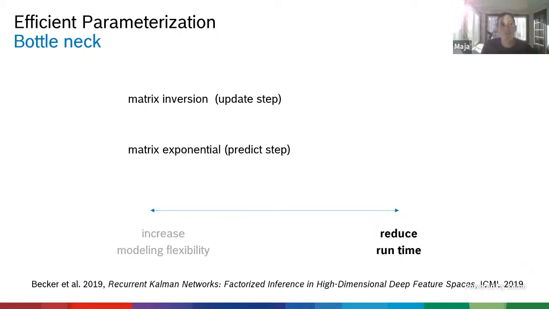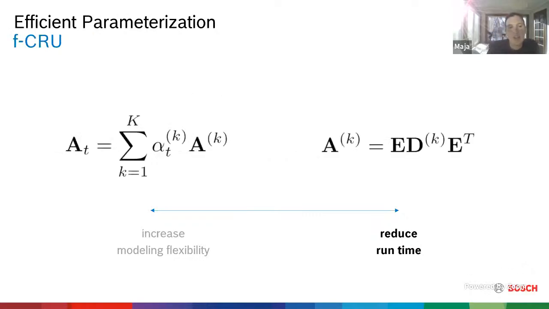But in addition, for the CRU, because we are propagating this SDE forward, there appears the matrix exponential. I would say that this is almost the main contribution of our work: we figured out a way to parameterize the transition matrices that allows us to compute the matrix exponential more efficiently. The way to do that is to parameterize the basis matrices in terms of their eigenvectors and eigenvalues.